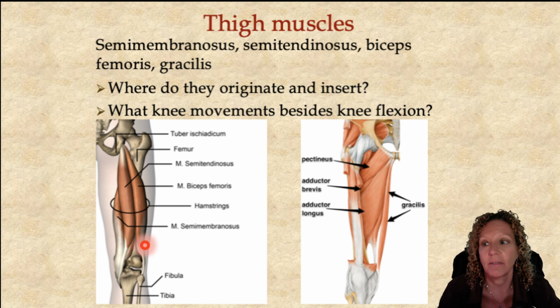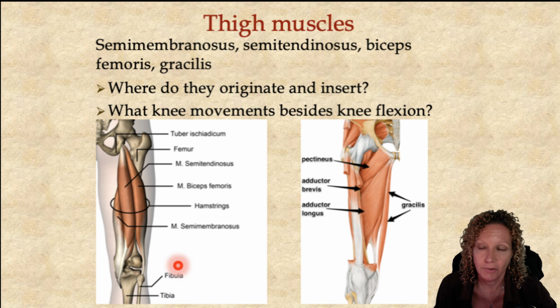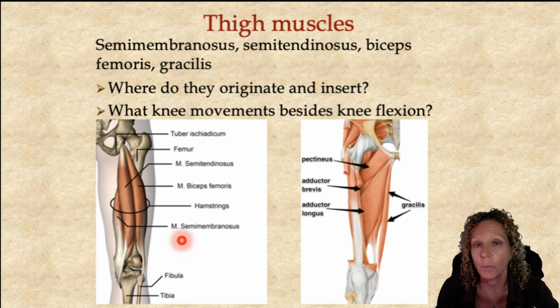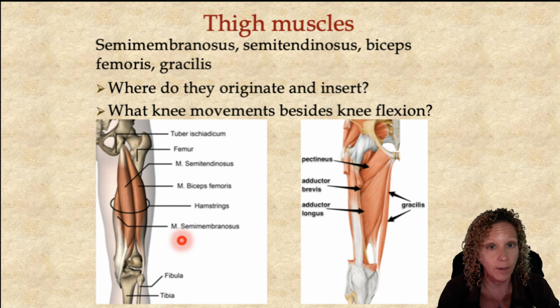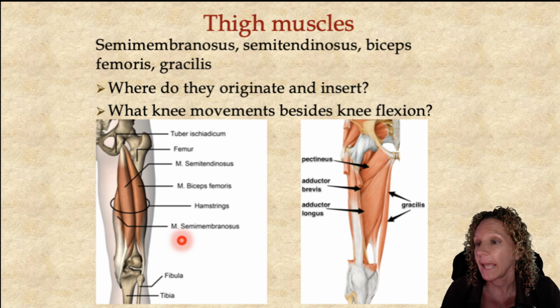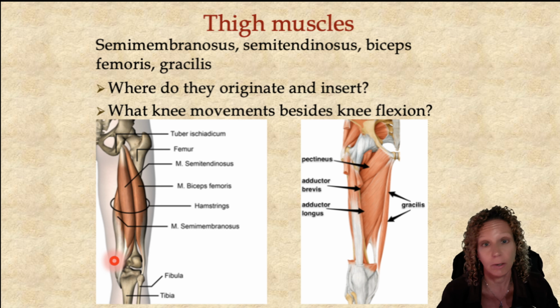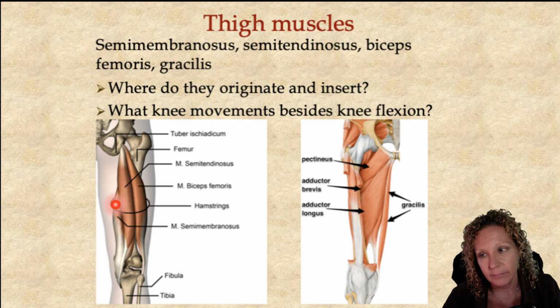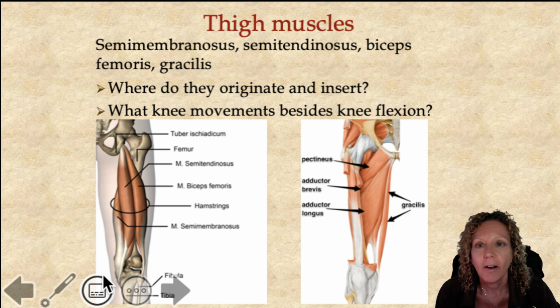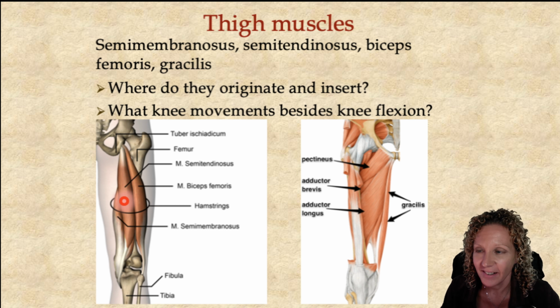And I think the hamstring muscles are a good example of that. So we learned about the bicep femoris, the semitendinosus, semimembranosus, and that they are very powerful knee flexors. So they flex the knee. All right, but they are a little bit different in their insertions here.